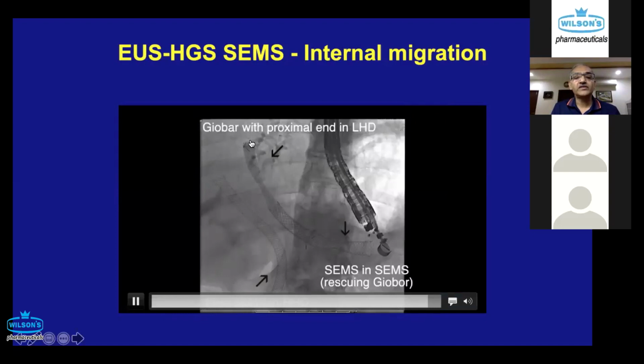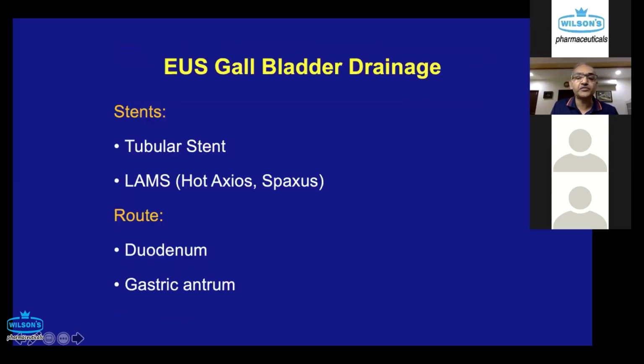So you can see, one stent is inside, total here, and the second stent starts from here and goes all the way into the stomach. So we could rescue this internally migrated geobore.